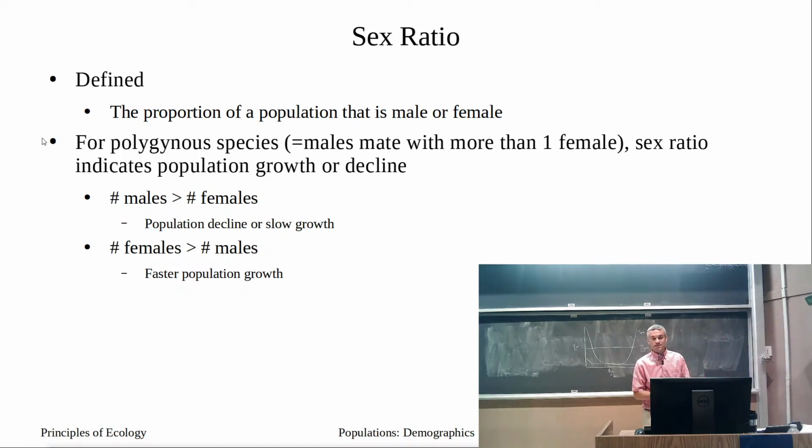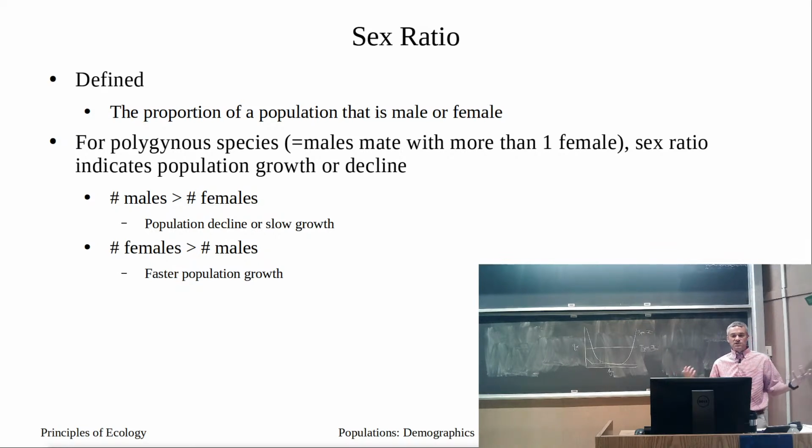Second demographic characteristic is sex ratio. Sex ratio is the proportion of a population that is male or female. You can present it as a proportion male, you can present it as a proportion female, you can do it as a ratio, so females to males or males to females, or you can say percent females. All right? So how we phrase our sex ratio is just up to us. But the sex ratio tells us the ratio of males to females in the population.